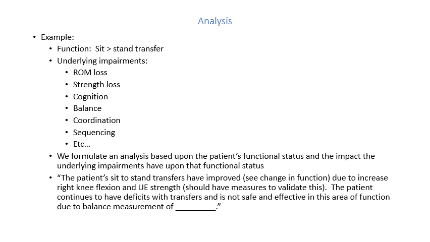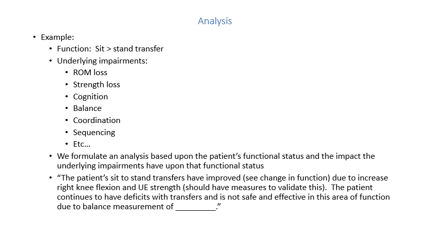Now let's go on here. The patient continues to have deficits with transfers and is not safe or effective in this area of function due to balance measurement of blank. One of the things we want to do in our analysis statement is tell them, if we're going to keep seeing this patient, is the patient, number one, safe to perform the activity? And number two, is it going to be effective for them to continue on without us?